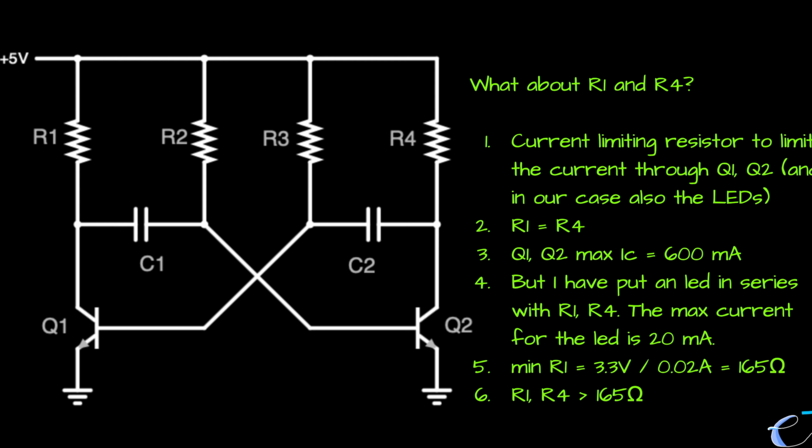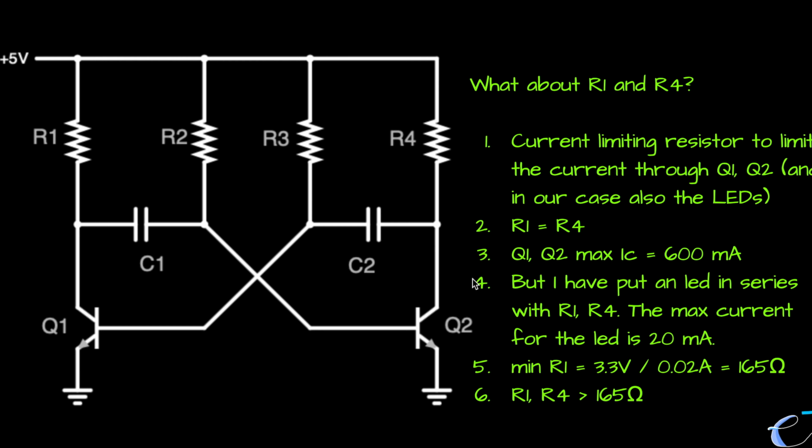Now what about R1 and R4? R1 and R4 also play a very important role in the circuit. R1 and R4 are called the current limiting resistors. They limit the amount of current that flows through Q1 and Q2, right? And again, we don't want to blow off any components. So we need to choose R1 and R4 so that the current flowing through Q1 and Q2 is always less than the tolerable max limit that they have.